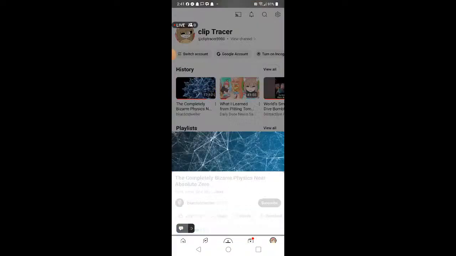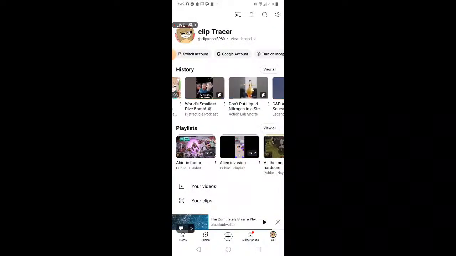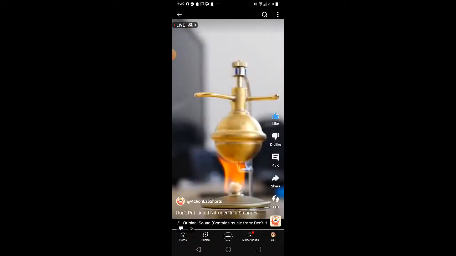Recently, and I'm always pissed off at this guy, but I saw this. Don't put liquid nitrogen in a... Did he say Stirling engine? My guy. This is a steam engine called Hero's Engine. Whoa. Don't put liquid nitrogen in a Hero's engine. That's what you should have titled it. But the point is, liquid nitrogen trying to go out of those little holes will create that amount of thrust.